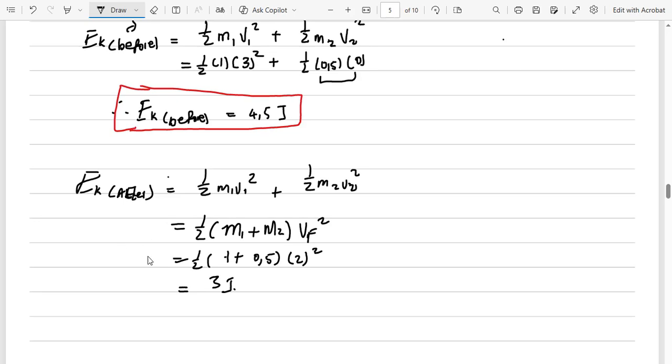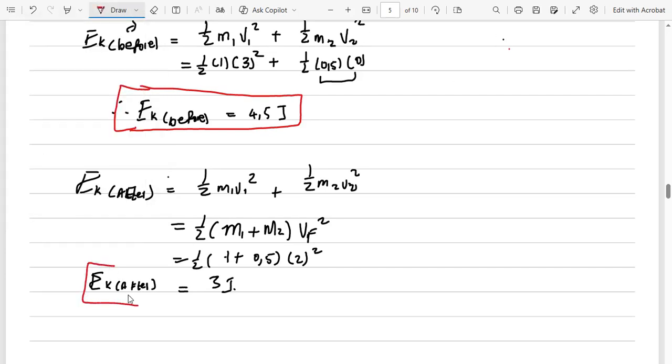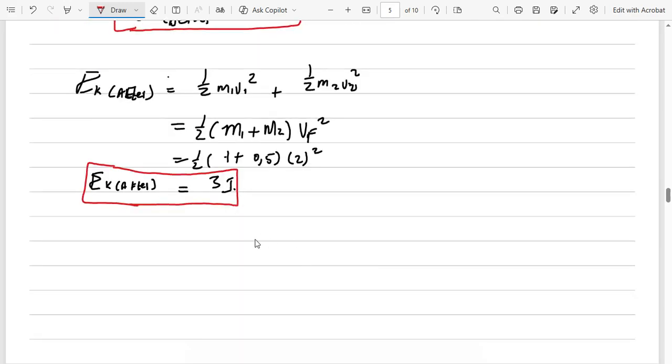So tell me, are these two equal? Are they equal? Oh, it's inelastic. So EK after. Okay, so we can see that they are not equal. So since they are not equal, what can we conclude? We said if they are not equal, then it's inelastic collision. Therefore, the collision is inelastic collision.